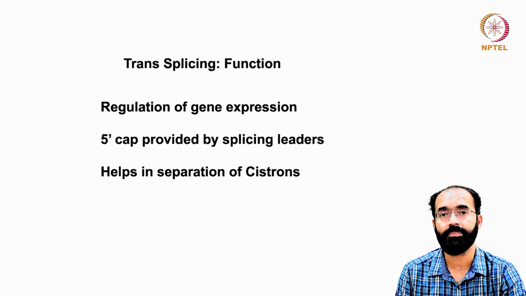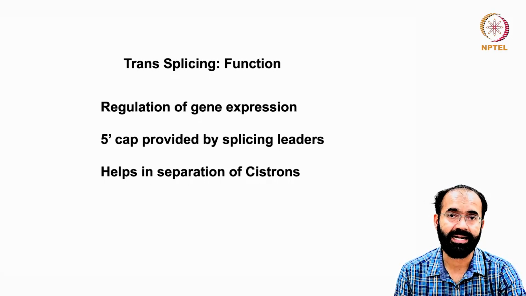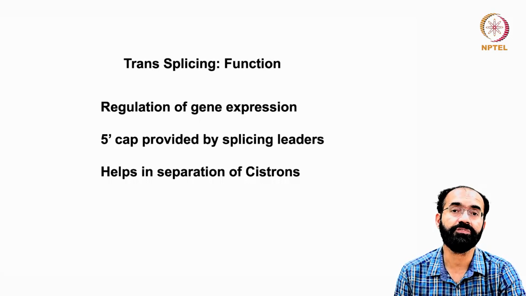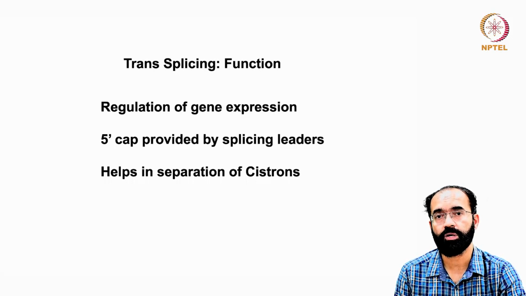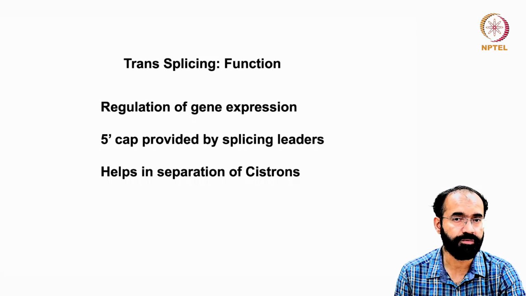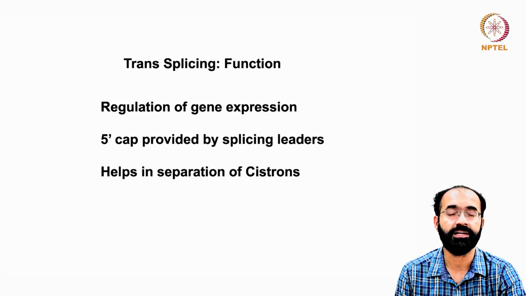So the splice leader bearing extra RNA or fragment that is added becomes handy and a life saver for this RNA that lacks this information. And it also helps in the separation of cistrons. Say, for example, what is a cistron? A cistron is the coding sequence present in one RNA. Like we discussed in an earlier class, prokaryotic genes are polycistronic, whereas eukaryotic genes are monocistronic.